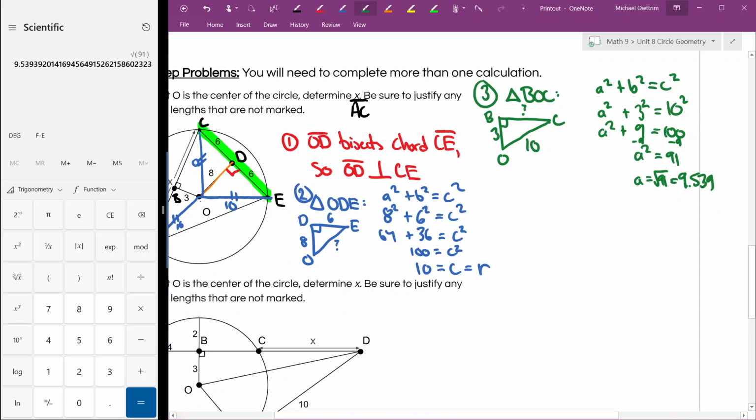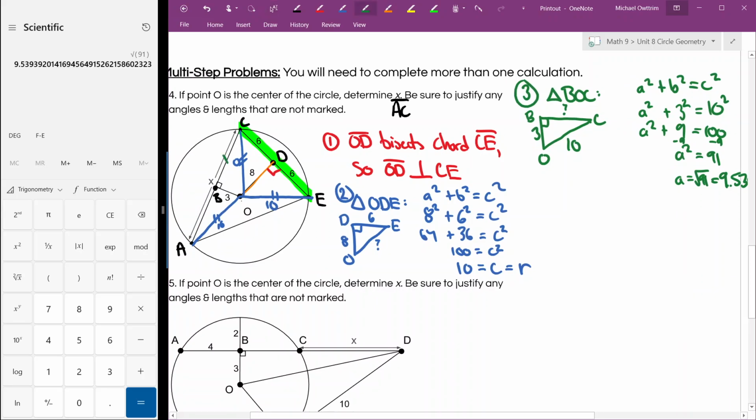Okay. Now the final thing is to solve the problem, I need to be able to show that A to B is the same as B to C. And then I can just double my 9.53. Now to do that, I again want to go ahead and observe that line BO is perpendicular to chord AC, and that tells me that it bisects that chord, and it cuts it into the equal lengths A to B and B to C.